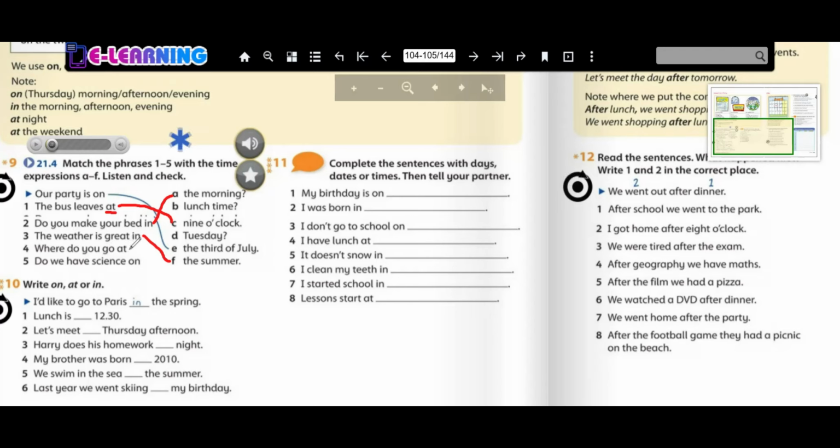Number 4, where do you go at... B, lunchtime. It's the exact time. Lunchtime, dinner time, break time. Number 5, do we have science on Tuesdays? Okay.